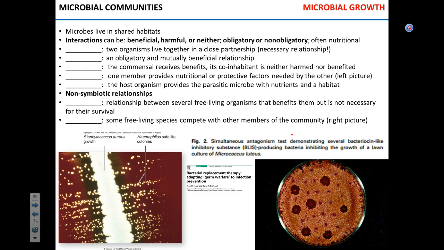So when interaction is beneficial, let's write down symbiosis. Symbiosis. Two organisms live together in close partnership, which is necessary. When this relationship is mutually beneficial, we call this relationship mutualism. Right? For instance, you may have a situation when you have two microbes. Let's go back to microbial communities. You have two microbes. Microbe A produces essential nutrient for microbe B. Microbe B produces essential nutrient for microbe A. Does that make sense? If you destroy one, another one will die.